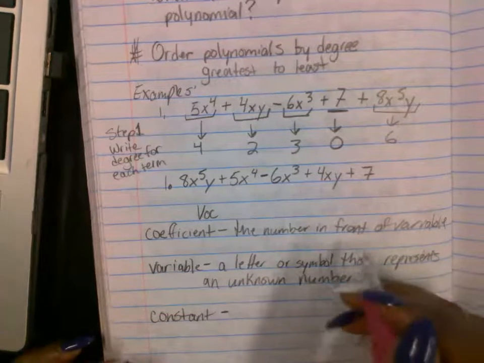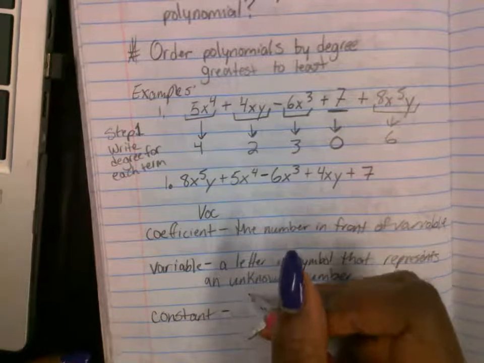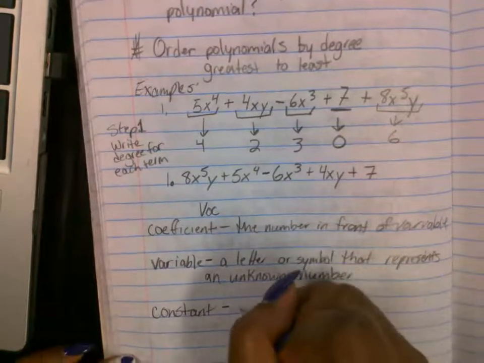Constant. What's constant? The number that has nothing attached to it. Very good. The number that has no variable attached to it.